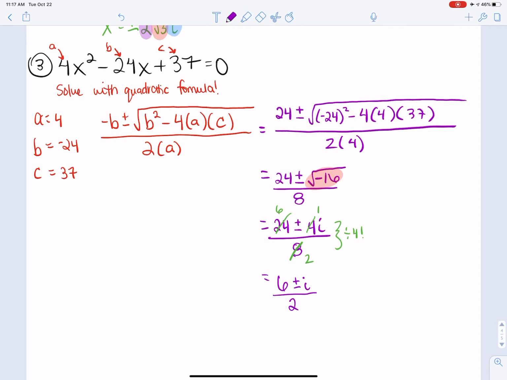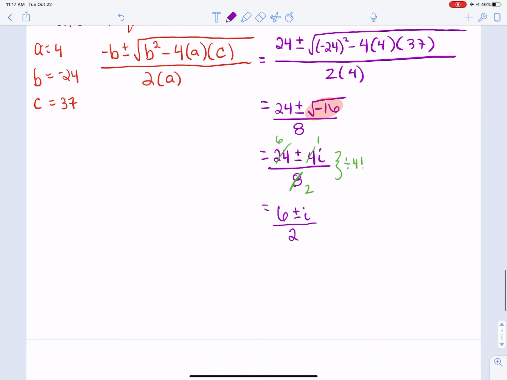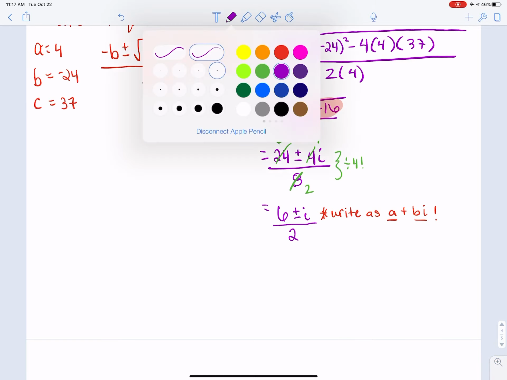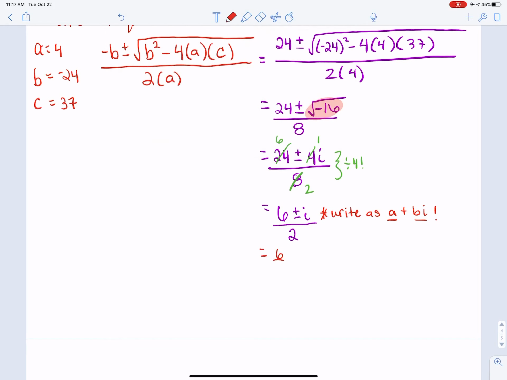So that's technically your answer, but if we're writing it in the form a plus bi, which is what I gave you, but it's plus or minus, we need to separate them. So we need the a value and we need the b value. So now the last step is to write it as a plus bi. So you need 2 separate values. So let's go ahead and separate this. I'm going to keep it in red. So let's separate it. 6 over 2 plus or minus i over 2.